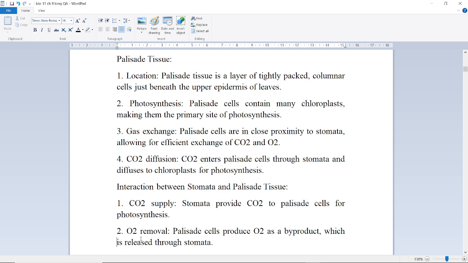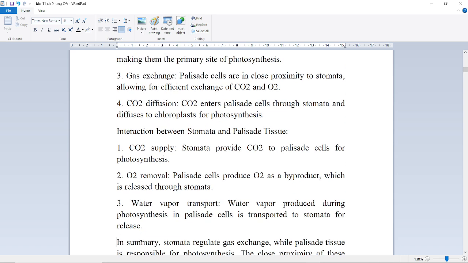Location. Palisade tissue is a layer of tightly packed columnar cells just beneath the upper epidermis of the leaf. Photosynthesis. Palisade cells contain many chloroplasts, making them the primary site of photosynthesis. Next is gas exchange. Palisade cells are in close proximity to stomata, allowing for efficient exchange of carbon dioxide and oxygen. Next is carbon dioxide diffusion. Carbon dioxide enters the palisade cell through stomata and diffuses to the chloroplast for photosynthesis.